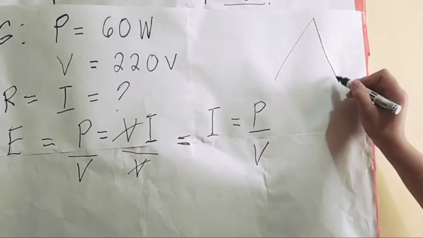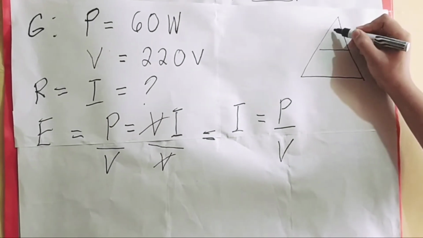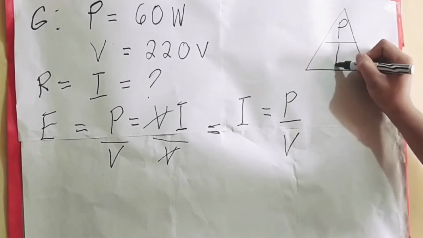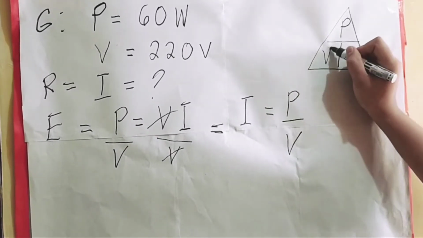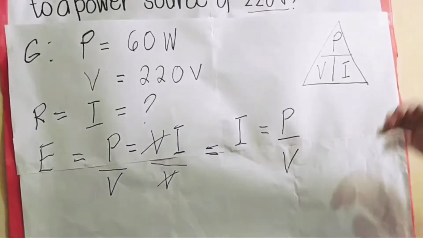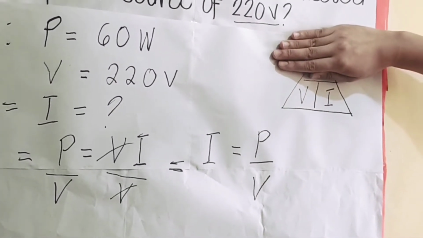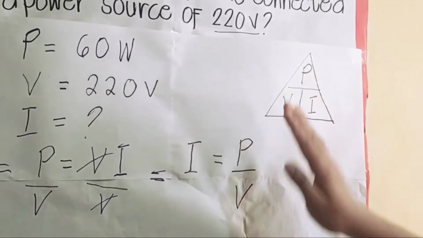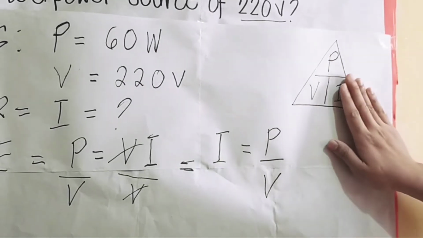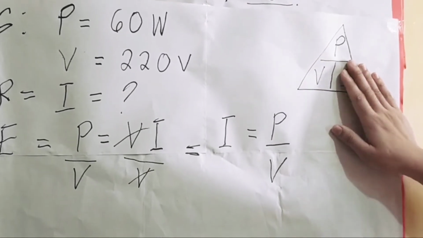Or just use the magic triangle. In the magic triangle, we have electrical power, voltage, and current. If you are looking for electrical power, just cover it, and this will be the equation. If you are looking for voltage, that will be the equation for voltage. And if you are looking for current, that will be the equation for current.